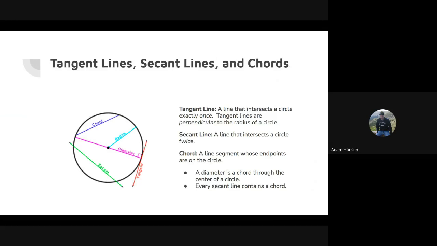Another piece of info: every secant line contains a chord. Look at this green secant line. Why is it called a secant line again? It passes through a circle twice. Well, what if I just cut off the secant line where it intersects the circle? I'll cut it off here, and here. Isn't this green line segment now a chord? Yes. A secant line is made up of a chord. If I cut the secant line into a line segment where the endpoints of the segment are on the circle, now it's a chord instead of a secant line.